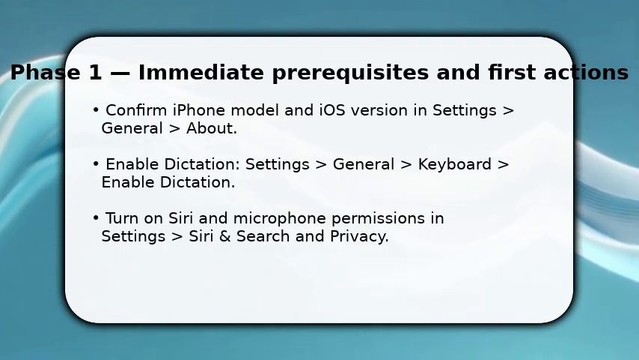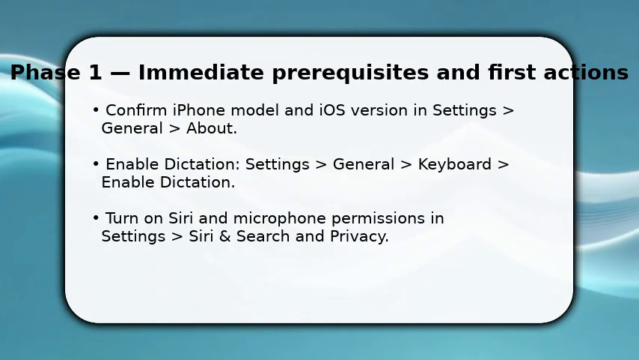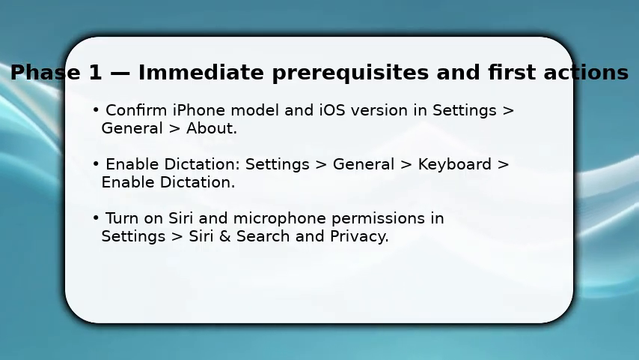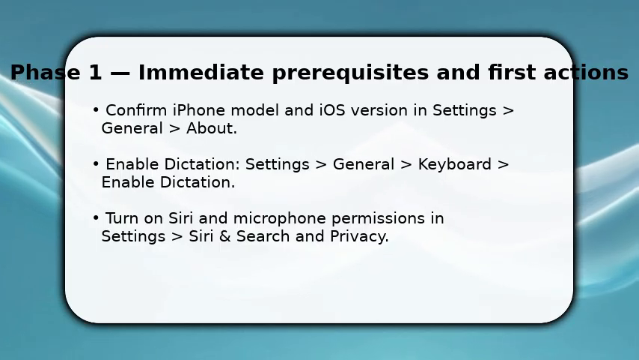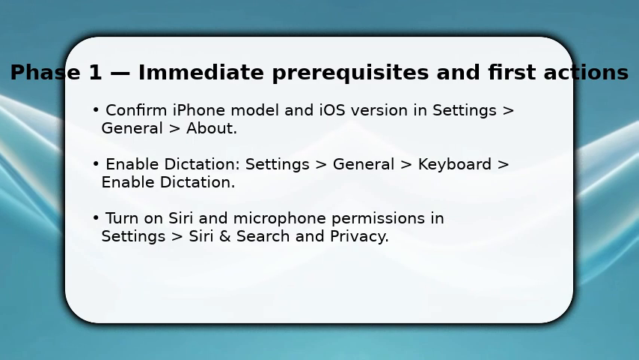Make sure Siri is on and microphone access is allowed in Settings Siri and Search and Privacy. Without permissions, audio never reaches the speech-to-text engine. Once done, reboot the phone to apply system-level permissions and cache resets. That often clears immediate blocking issues.